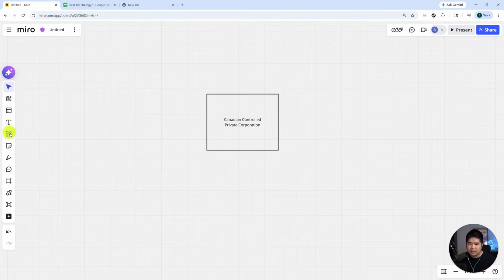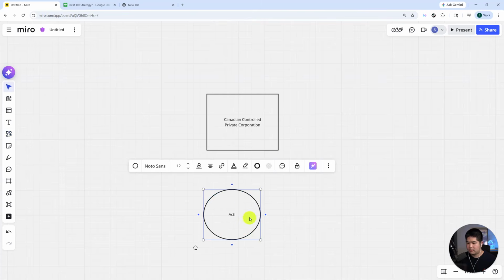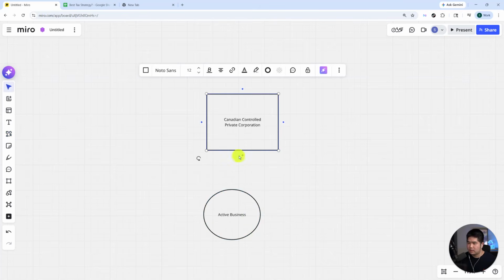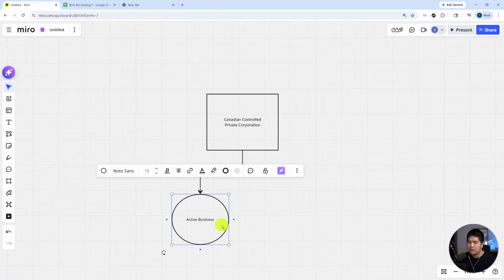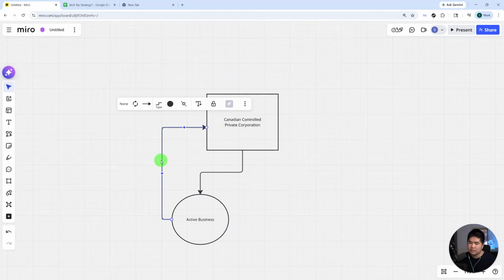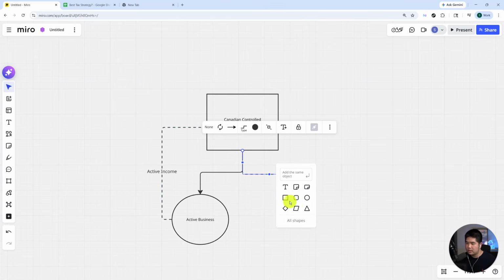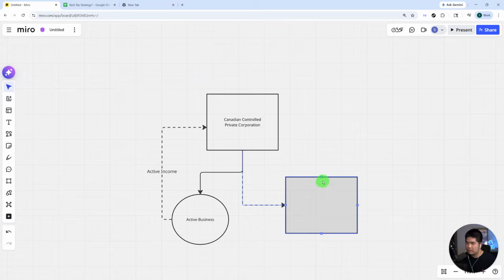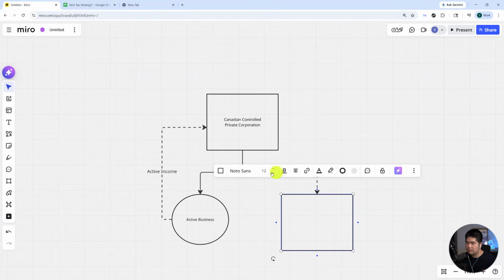And this corporation has an active business income. So we'll have a business, and this active business generates active income. And then as this company accumulates cash, it will invest in Canadian publicly traded companies.